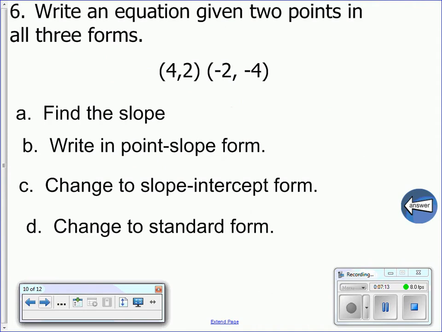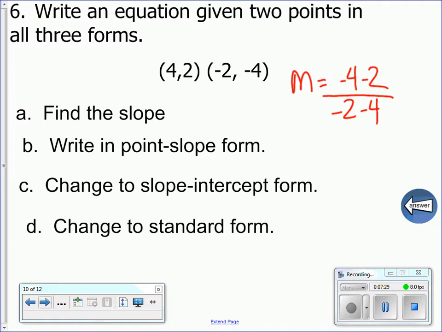All right, write an equation given the 2 points in all 3 forms. So the first thing I'm going to need to do is find our slope. So our m, remember y minus y over x minus x, so negative 4 minus 2 over negative 2 minus 4, and that gets us negative 6 over negative 6, which equals 1. So our m is 1.